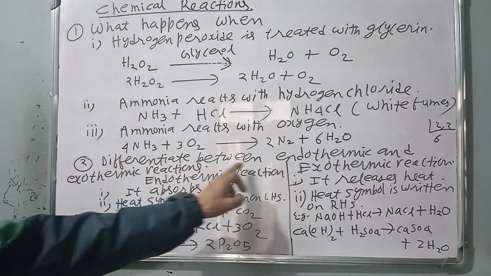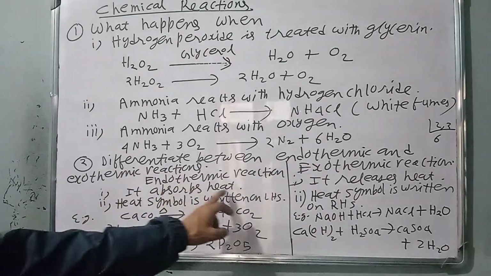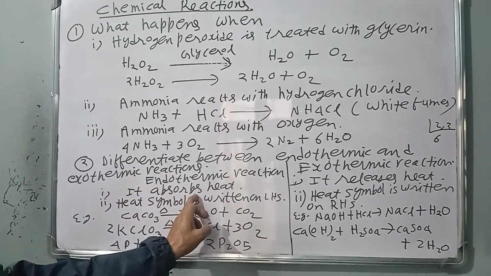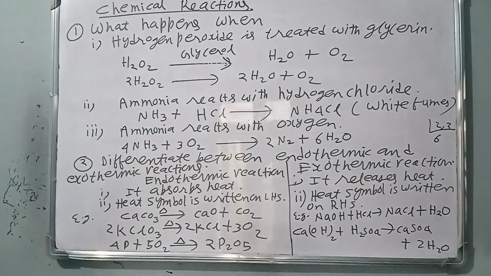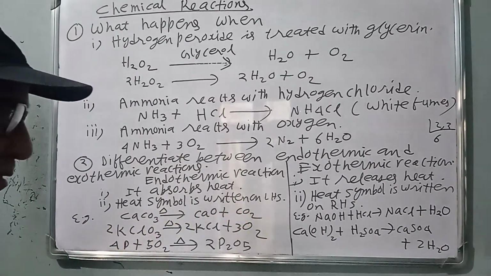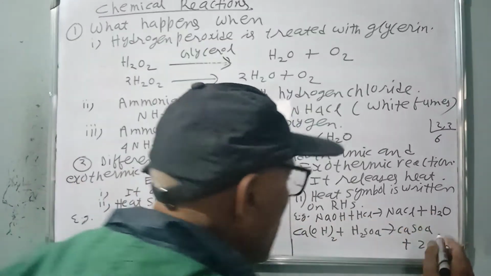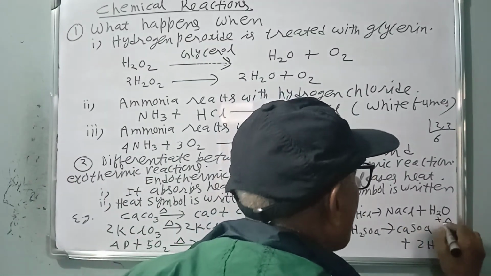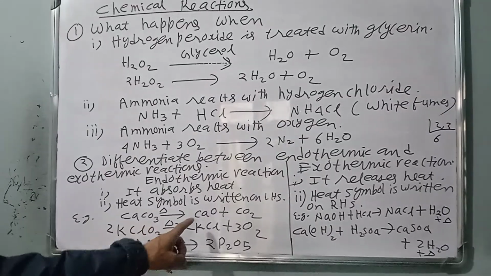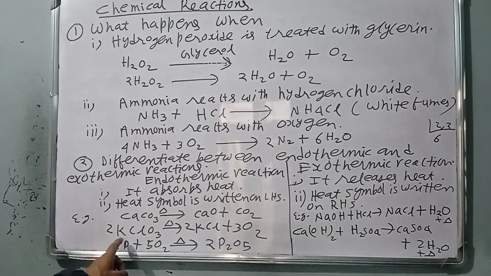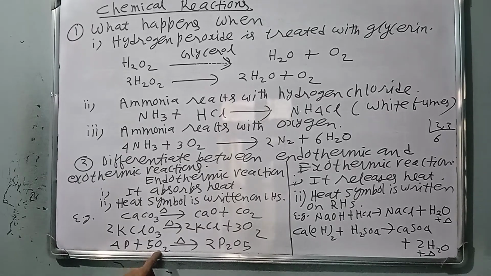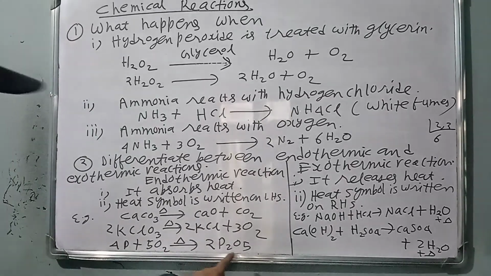Number 2, differentiate between endothermic and exothermic reaction. Endo, just by the name, heat is absorbed; exo, heat is released. Heat symbol is written on the left hand side, but in exothermic it is written on the right side. So plus delta on the left side. Examples: calcium carbonate gives calcium oxide and carbon dioxide. Potassium chlorate on heating gives potassium chloride and oxygen. Phosphorus reacts with oxygen to form phosphorus pentoxide.